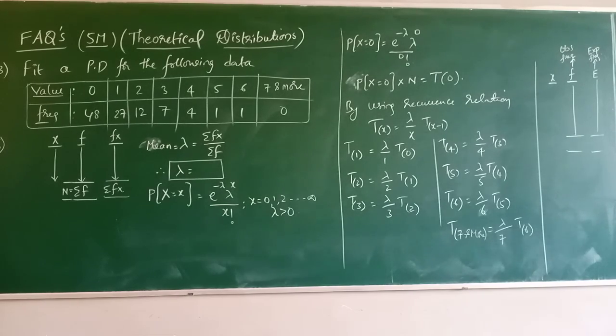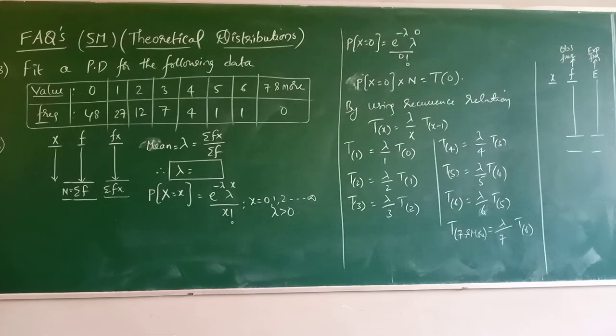Next, T of 2 equals lambda by 2 into T of 2 minus 1, nothing but T of 1. Next, T of 3 equals lambda by 3 into T of 3 minus 1, nothing but T of 2. Next, T of 4, lambda by 4 into T of 4 minus 1. T of 5, lambda by 5 into T of 5 minus 1. T of 6, lambda by 6 into T of 6 minus 1. And T of 7, lambda by 7 into T of 7 minus 1, that is T of 6.